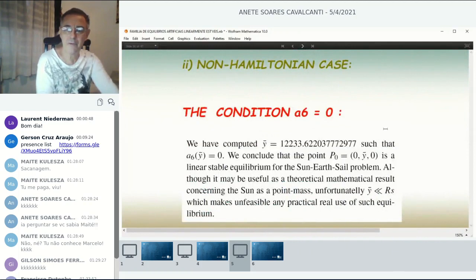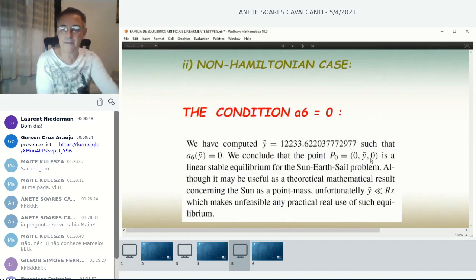Now we analyze the condition for A6 to be equal to 0, and I computed this value. And we find that y bar must be given by this number, and P0 equals (x equal to 0, y bar, 0) is a linearly stable equilibrium of the Sun-Earth sail problem. Although it may be useful for theoretical reasons, this is not interesting in practice, because the value of y bar is much smaller than the radius of the Sun.